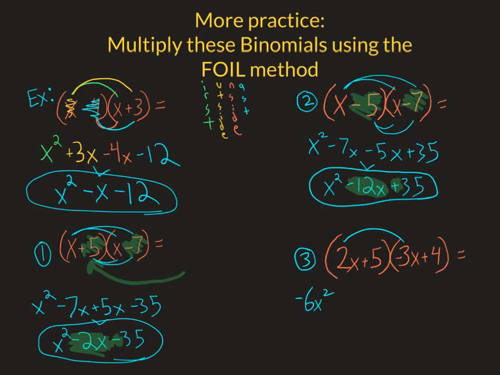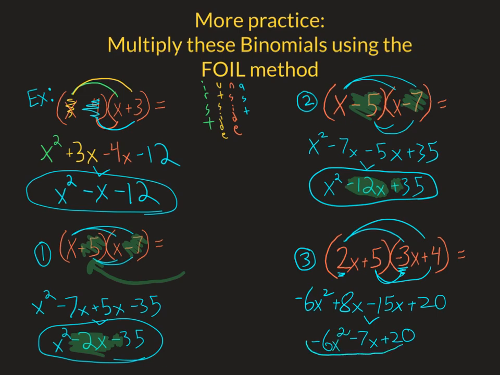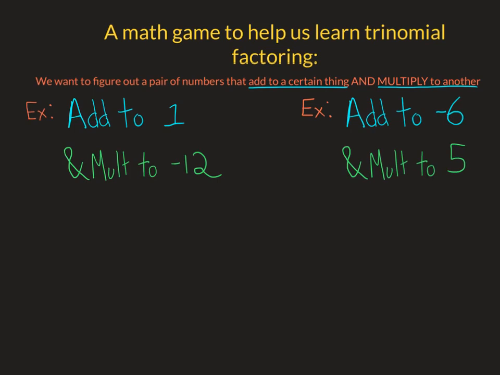Negative 6x squared plus 8x minus 15x plus 20. Okay, not any harder if we add a coefficient on those x's. Same idea. 8 minus 15 is negative 7x, and there you go. Okay, I'm expecting you to be getting proficient with both GCF factoring from the last page and FOIL of binomials, multiplying binomials on this page. You should be proficient with both of these by now. Okay, let's move on.